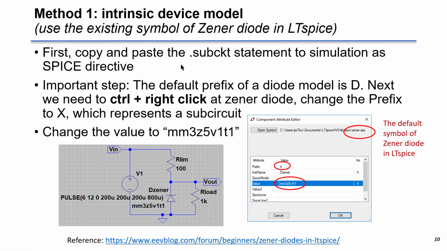First, we copy and paste the subcircuit statement to LTspice as a spice directive. The important step is to include a diode model. We call it D. We press Ctrl and right-click over this Zener diode. We change the prefix to X, which represents a subcircuit. And then we change the value to the subcircuit model name. And we hit OK. In this case, we use the symbol as a Zener diode.